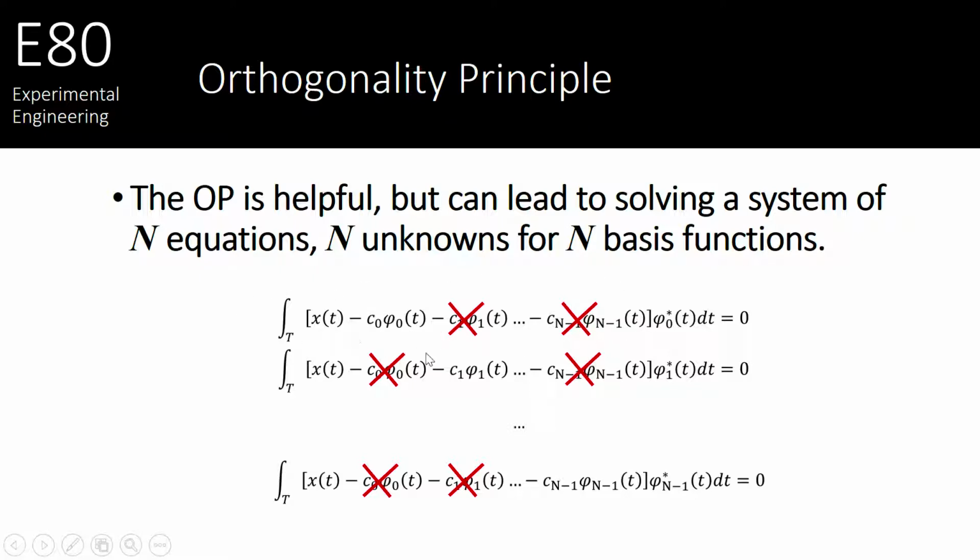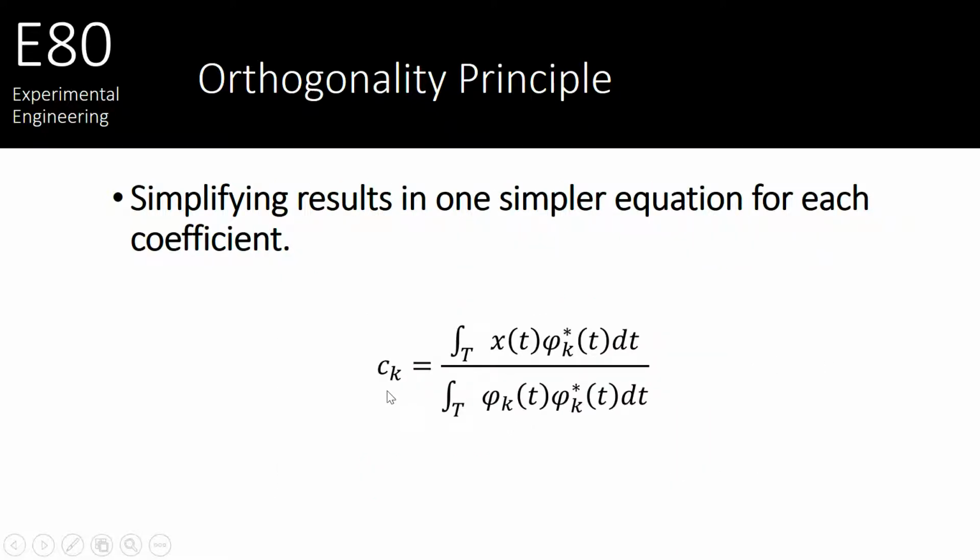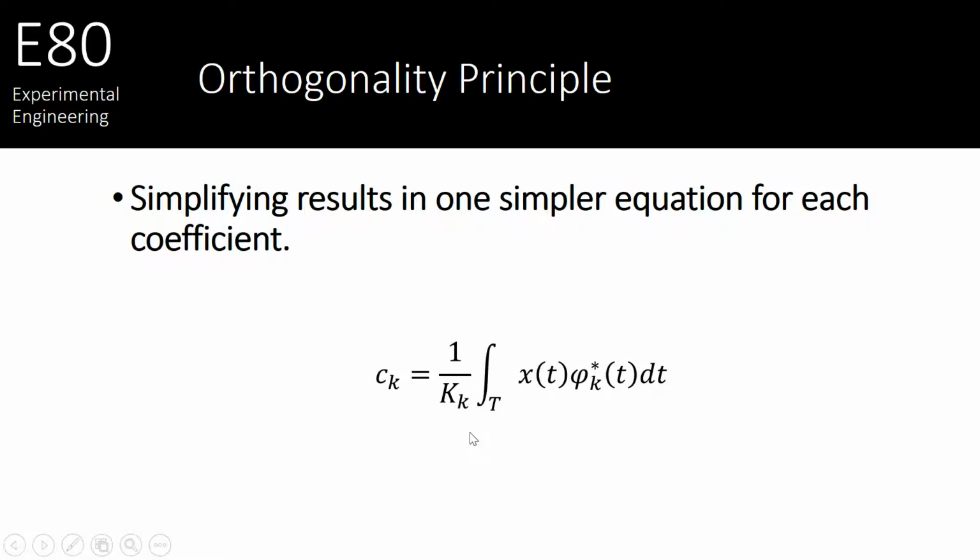There's only the two terms. If you want to isolate C0, you can break up this integral into a term, an integral of x of t times psi 0 star. The second term will have the C0 term with psi 0 times psi 0 star. And of course, it's not just for k equals 0, it's for all of the equations. And this is great because now we've got one equation for each one of our scaling functions.